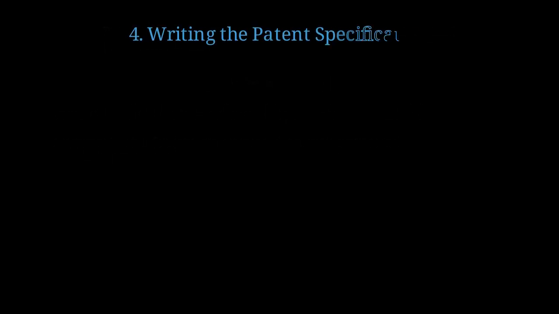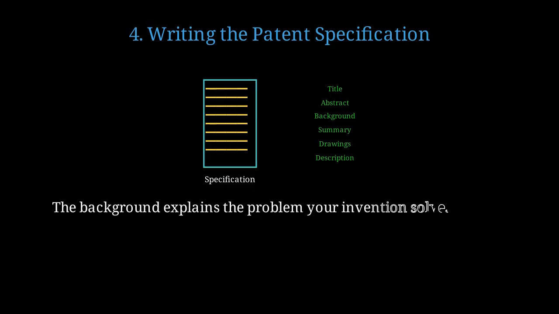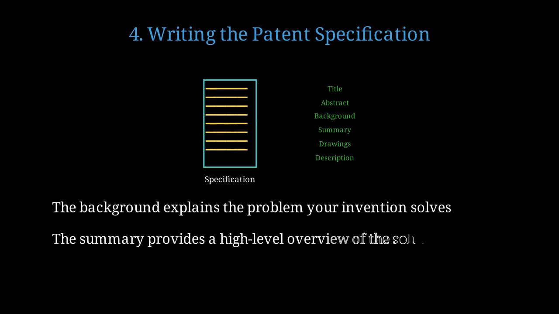The specification is the heart of your patent application. Let's learn how to write it effectively. A complete specification includes a title, abstract, background section, summary of the invention, drawings, and detailed description. The background section sets the context by explaining the problem in the field that your invention addresses. The summary gives a high-level overview of how your invention solves the problem, without excessive detail.